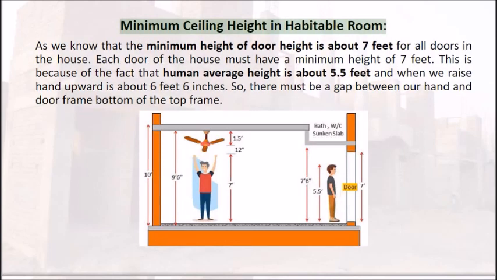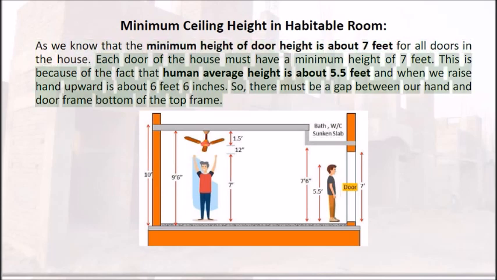Minimum ceiling height in a habitable room. As we know, the minimum door height is about 7 feet for all doors in the house. Each door of the house must have a minimum height of 7 feet. This is because human average height is about 5.5 feet, and when we raise a hand upward it is about 6 feet 6 inches. So, there must be a gap between our hand and the bottom of the top door frame.